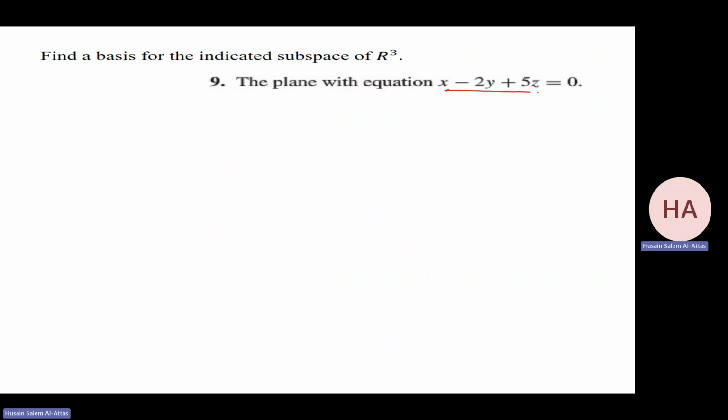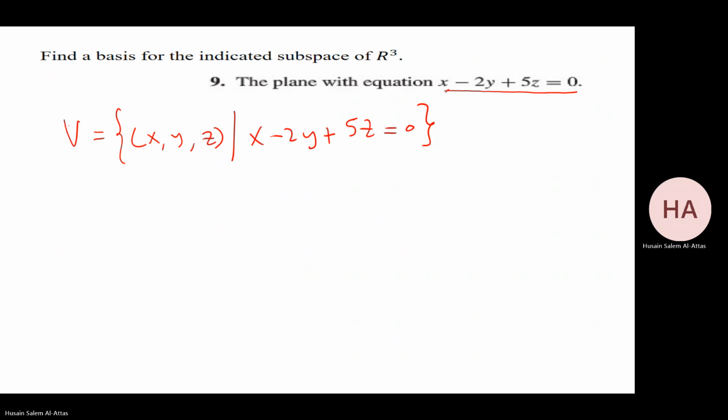I can rewrite this. Well, what is the space? The space V is all x, y, and z such that x minus 2y plus 5z equals 0. So how many elements are in that space? I have infinitely many elements, because if x is 0 and y is 1, z will be a number. So you have different elements, infinitely many.